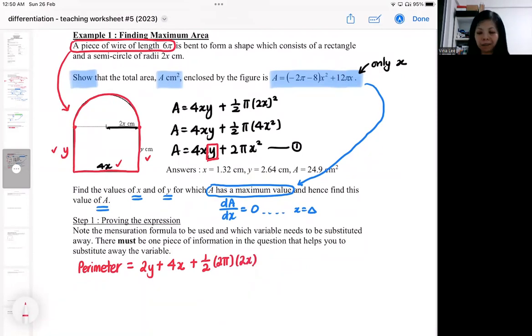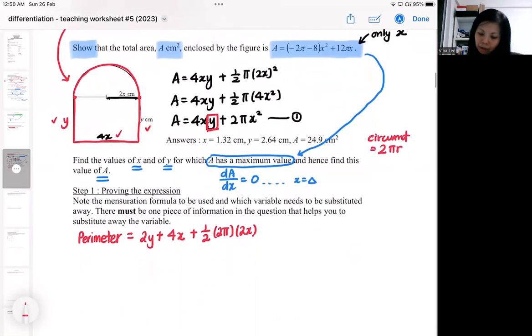2 pi r is the circumference. So in case you get confused, 2 pi r is the full circumference. So I'm not getting a full circumference, I'm getting a semicircle circumference. Sometimes some people will make careless mistakes here. And the perimeter, I know that it's going to be 6 pi because that's supposed to be the wire. So if you do that, you get a 2 pi x.